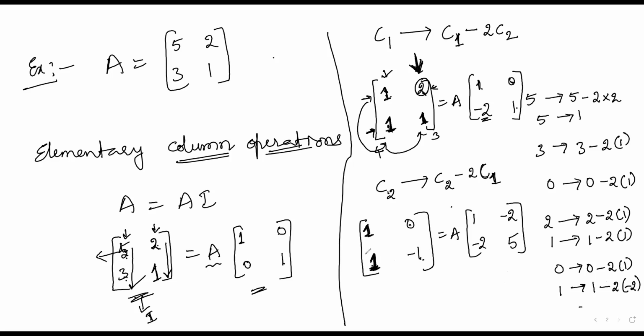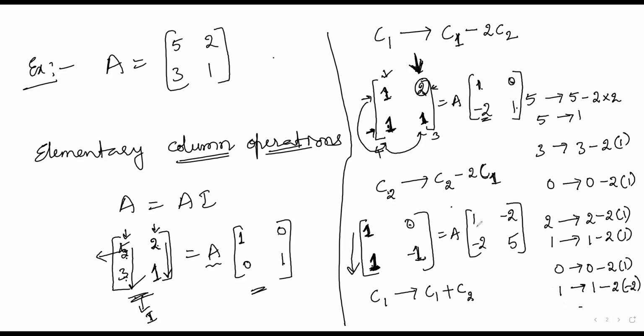How to make this one 0? Simple. This is C1. Column operations we are applying. C1 implies what? What to do to make this one 0? This one plus this one only. Add C2. Make 0: C1 plus C2. This one simply should add. That's it. C1 plus C2.